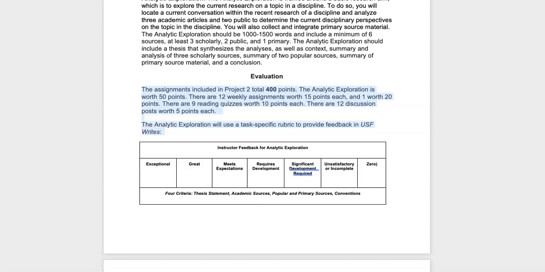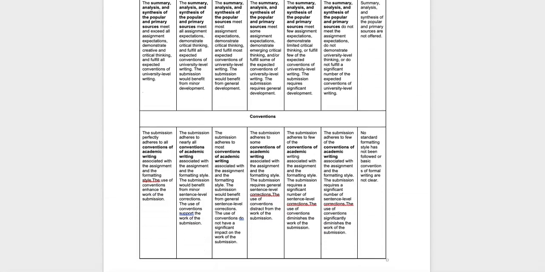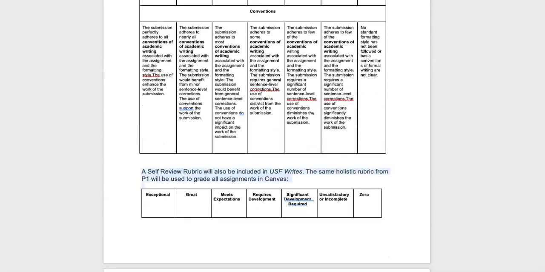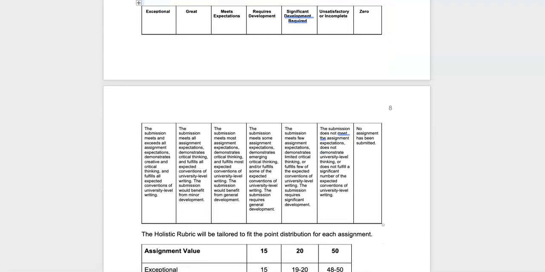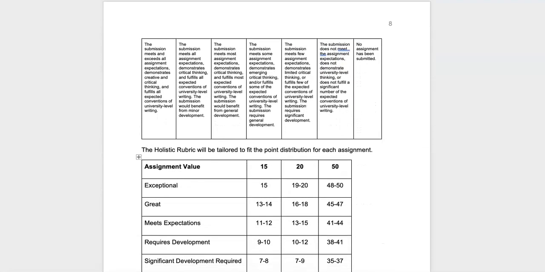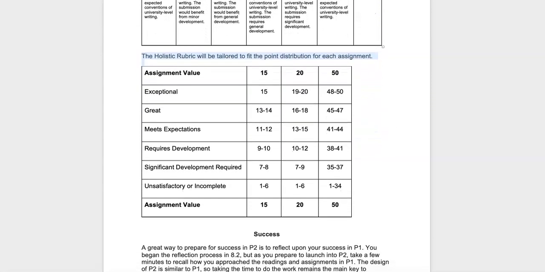The analytic exploration will use a task-specific rubric to provide feedback in USF Writes. So this is the rubric. And a self-review rubric will also be included in USF Writes. The same holistic rubric from Project 1 will be used to grade all assignments in Canvas. The holistic rubric will be tailored to fit the point distribution for each assignment.